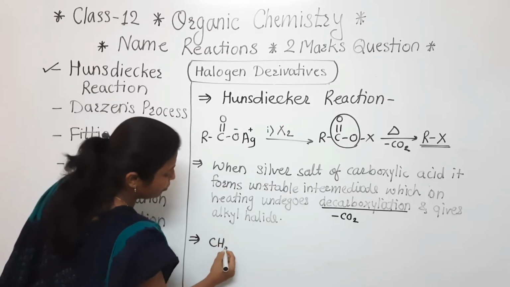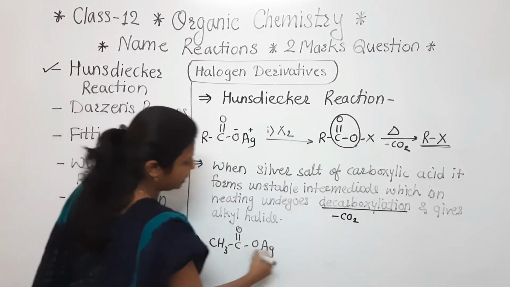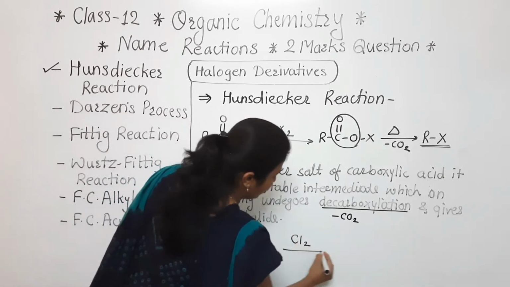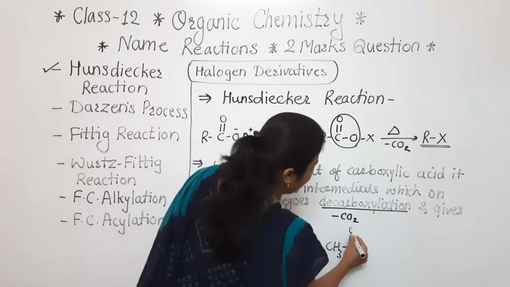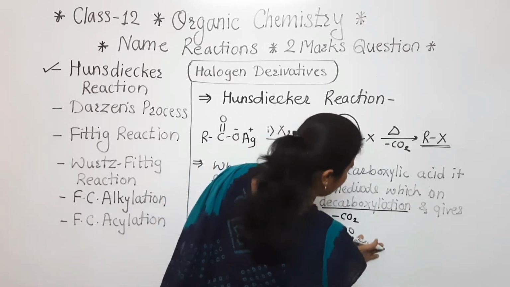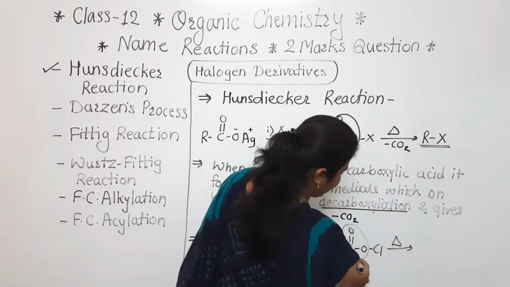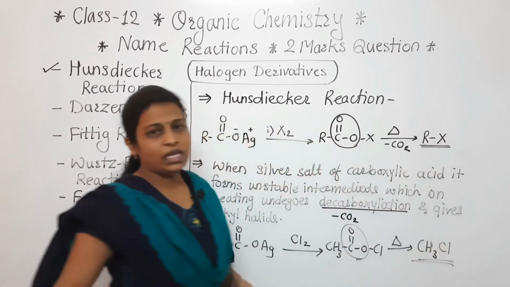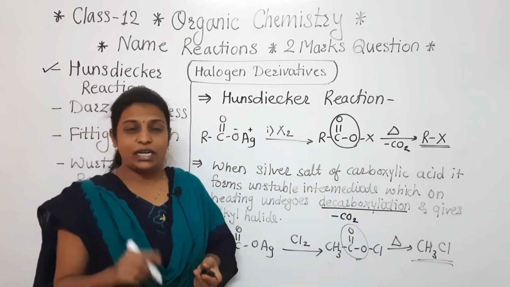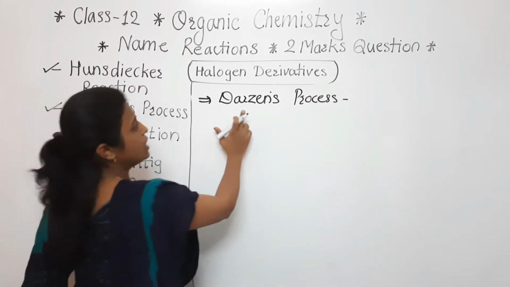So in that, simply if we take here silver salt of acetic acid, when it is treated with chlorine, then it gives the intermediate, that is CH3 C double bond O OCl, and finally on heating decarboxylation takes place, and there is a formation of CH3Cl. So here we have completed one name reaction. Now we are going to start the second reaction, that is Darzens' process.